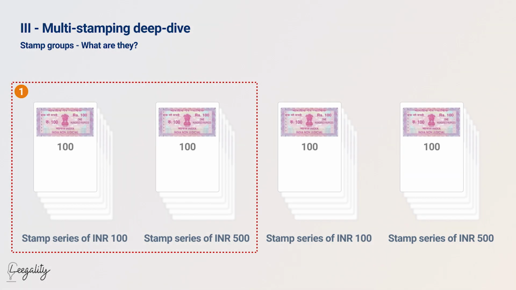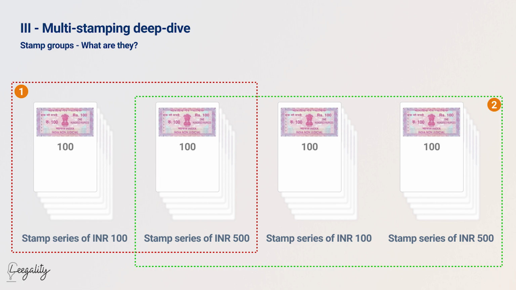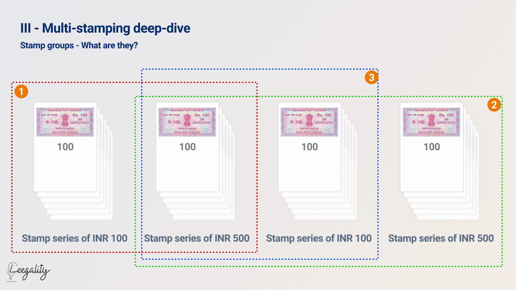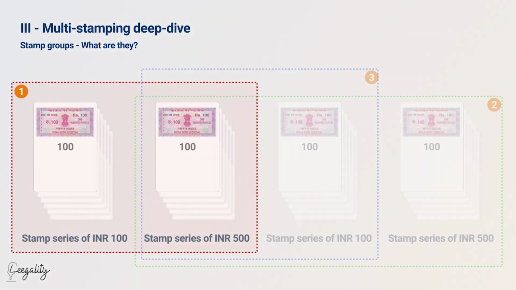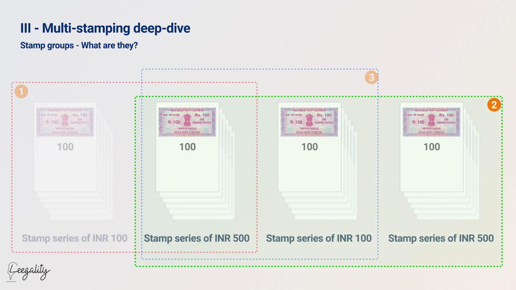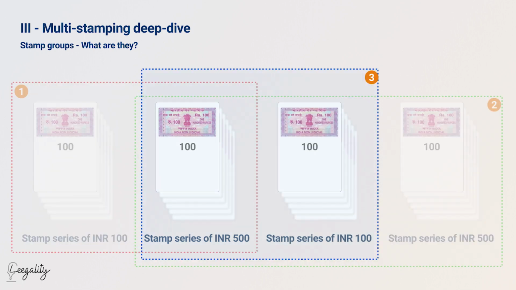The other thing to keep in mind is that these stamp groups are not independent, which means that a series can be part of multiple stamp groups as long as the series are of the same state. As you can see in front of me right now, this is absolutely okay. Here, the second series, the stamp series of rupees 500, is in 3 groups, and that's allowed.